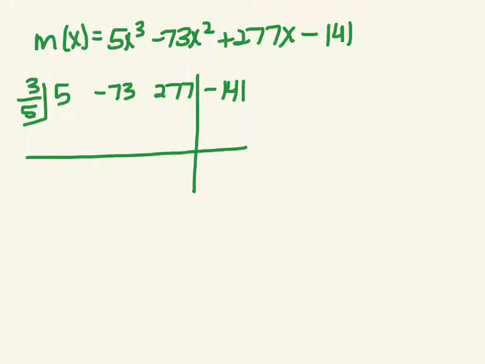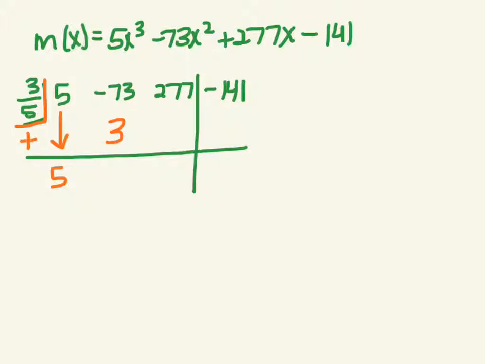Okay, so now here we go. For synthetic division, you always start by dropping down the first term. So it's a 5. And then you're going to take the number that's in what I call the box, and multiply it by the number that's below the line. So 3/5 times 5 is a positive 3. And that number just goes in the next spot up underneath the next term.